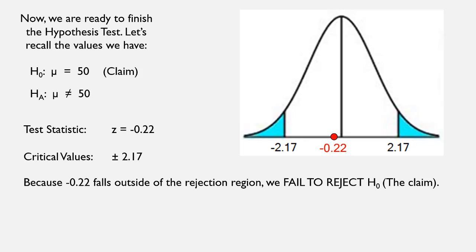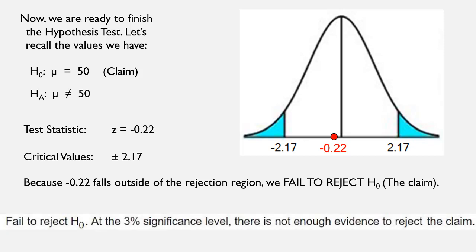So how do we interpret that? Well, because we're failing to reject H0, and we're writing our interpretation with respect to the claim, which was H0, we say we fail to reject H0. At the 3% level of significance, there is not enough evidence to reject the claim. And that's your answer.